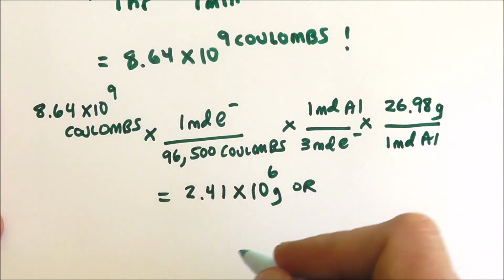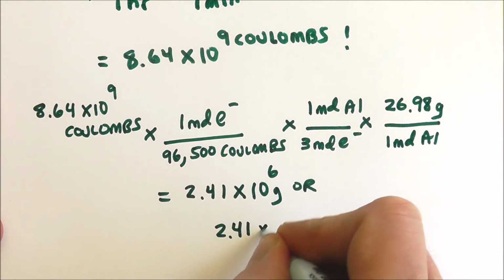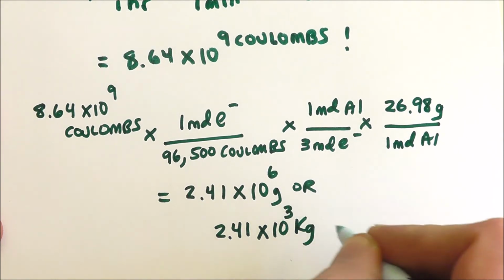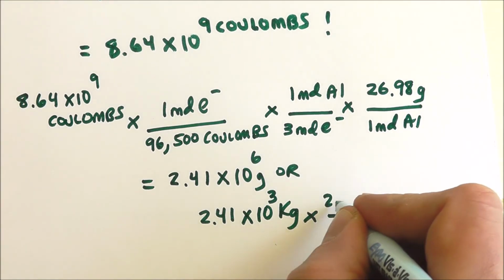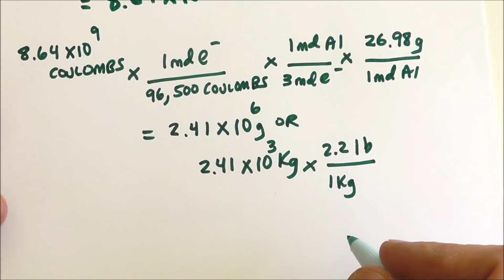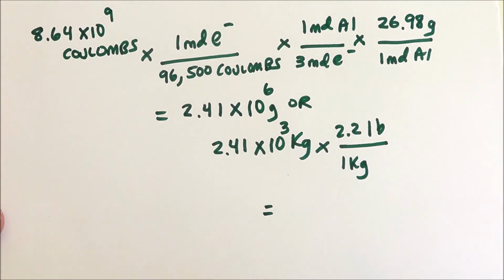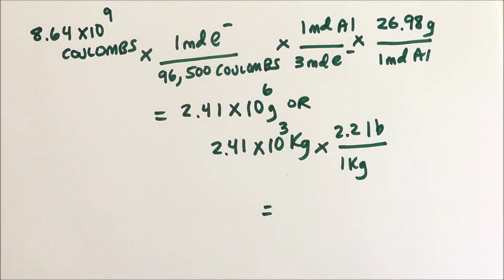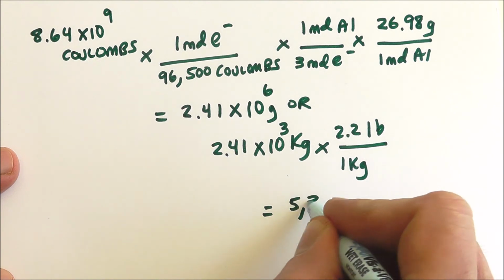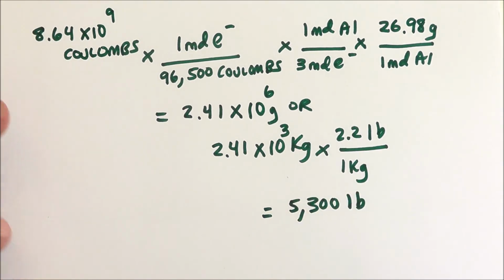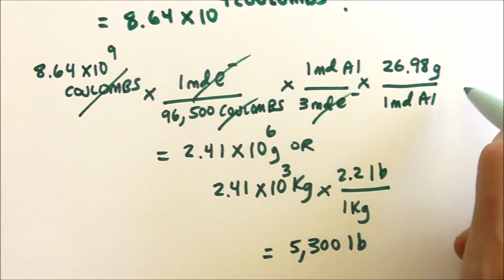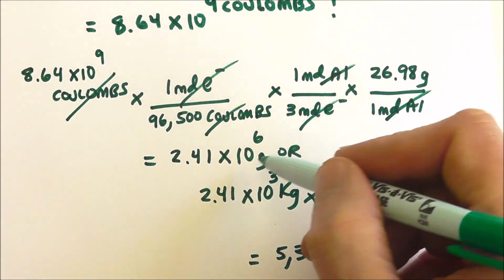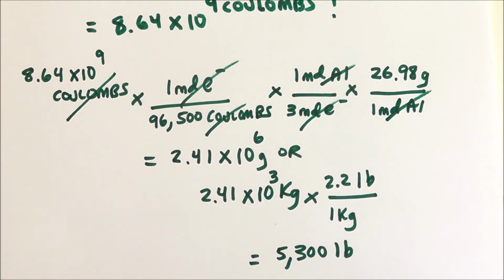Or, let's make it more relatable. 2.41 times 10 to the 3 kilograms. I know I didn't have to go any further. Just said what mass. I could have quit right there, but I'm dedicated, y'all. 5,300, and let's see, everything was in 2 digits, 5,300 pounds. All right, check myself before I wreck myself. Coulombs cancel coulombs. Moles of electrons cancel moles of electrons. Moles of aluminum, grams, divided by 1,000 to get kilograms.